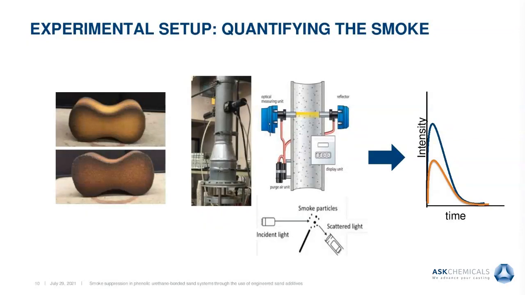So when you're going to record this, you will measure the intensity of the scattered light as a function of time. That means this blue curve here, just a cartoon to understand the data. The blue curve means you have a core specimen that had higher smoke, and the orange curve means less smoke. That's the kind of data that we'll generate from these experiments.